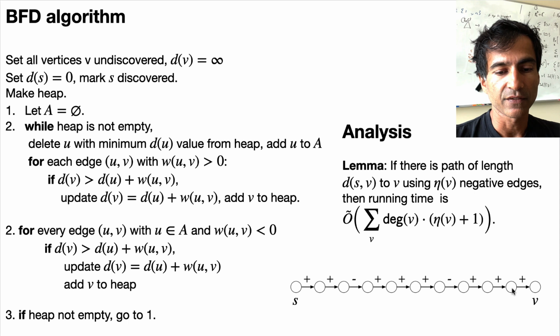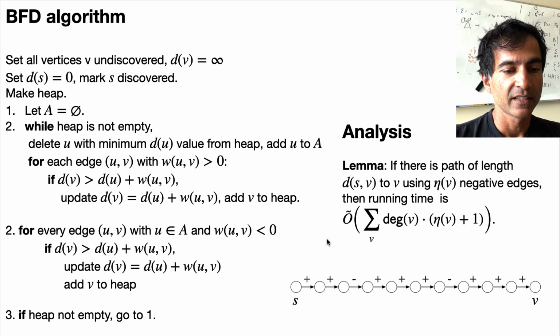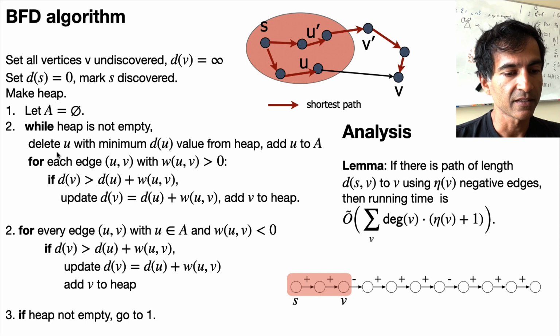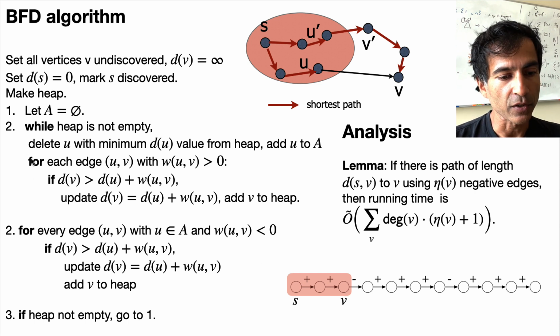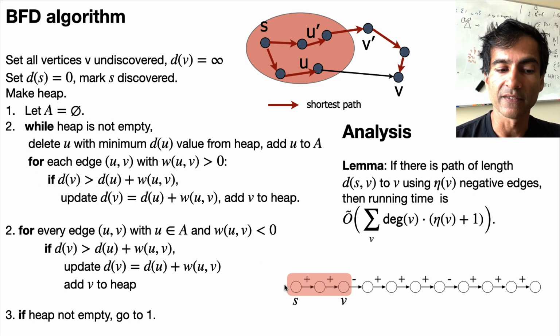Suppose you have a vertex V, and the shortest path to V looks like this. It has some non-negative edges and then some negative edges along the shortest path. The claim is, after you run the first step, this part, then all of the vertices up to this point, the point right before the first negative edge, will get the correct d values. Because when you run Dijkstra on this part, it will correctly compute all of the d values up to here. And that's because the proof of Dijkstra works.